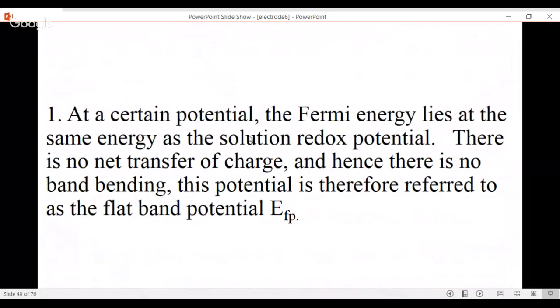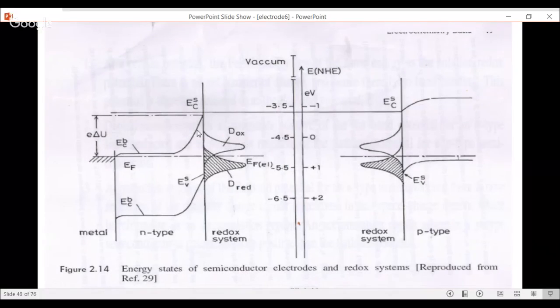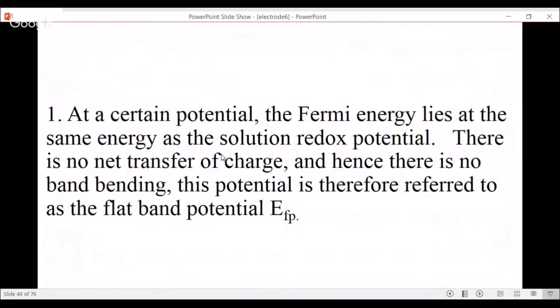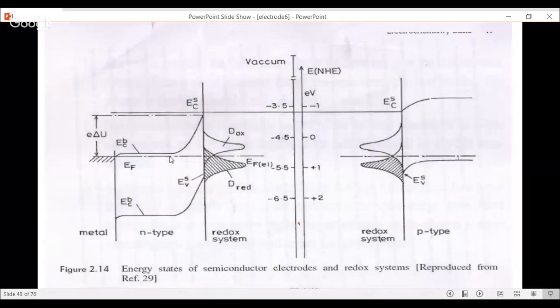So at a certain potential, the Fermi level lies at the same energy as the solution redox potential. If I were to apply a potential, then the potential will be equal on the electrolyte side and the electrode side. The potential will be the same. There is no net transfer of charge. When the potentials are the same, I hope you are able to see, there is no charge transfer.